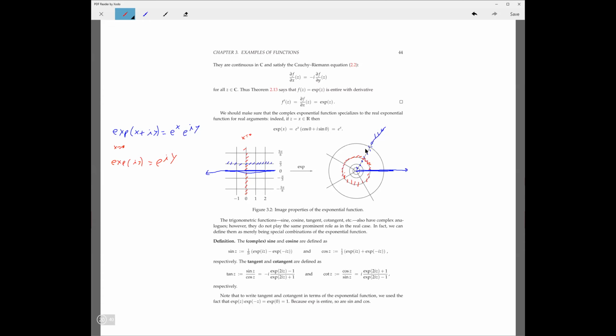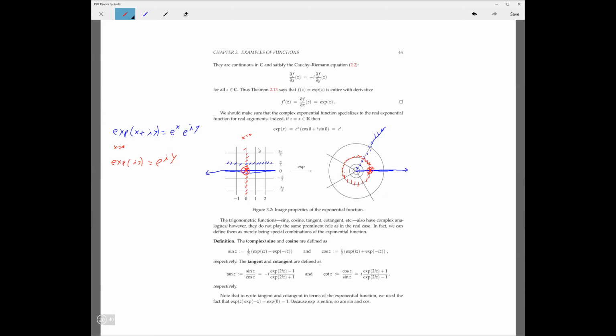And this point here, or rather this point here where they intersect, is going to map to this point here where these two intersect, where the red and the blue intersect. So the blue lines go to these rays. The red vertical lines go to these circles.